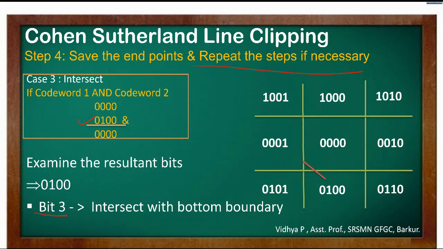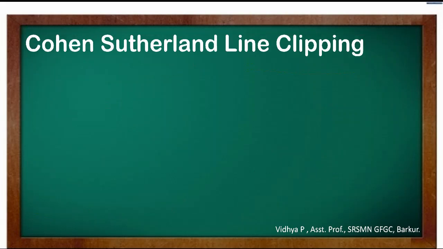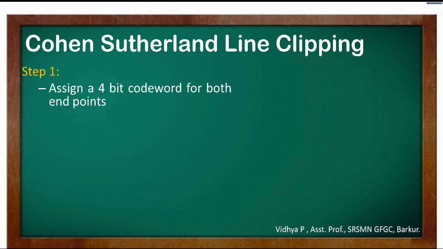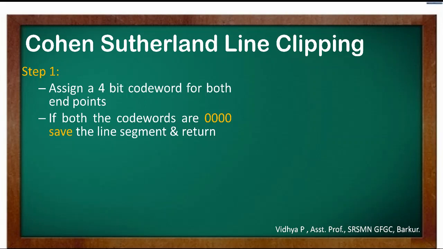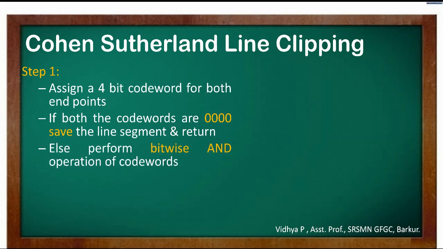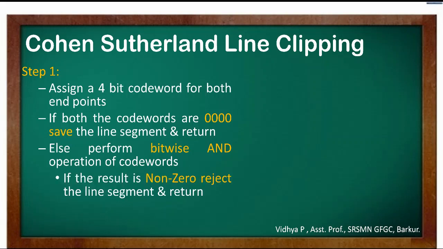Let me summarize. Step 1. Assign a 4-bit code word for both the endpoints. If both the code words are 0000, it means the line is completely inside. So we save the line segment and return. Else, perform the bitwise AND operation of the code words. If the result is non-zero, it means the line is completely outside. So we can reject the line segment and return. Else we go to step 2.